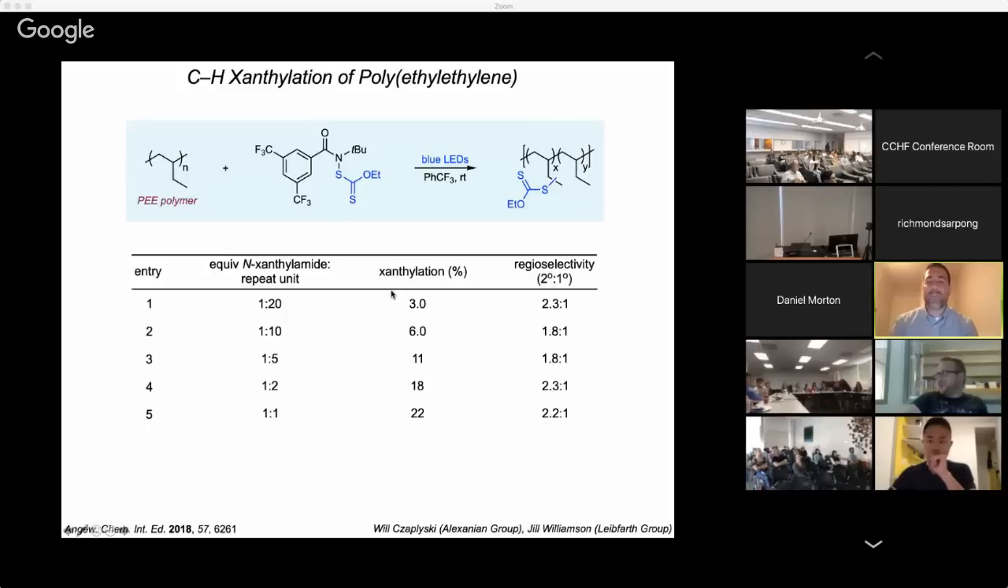You can tune the amount of functionalization based on the amount of reagent that you add in. And what was an important result for us moving forward and thinking more about direct application of this, you can run the reaction with no solvent. So once again, you run it right onto the polymer and you get a good amount of xanthylation. One thing I'll point out is when you're functionalizing a polymer, you don't need that much functionalization for the reaction to be very useful. So even 4% is plenty.